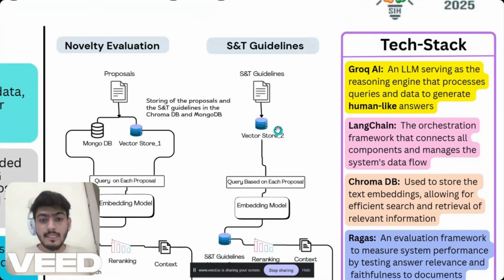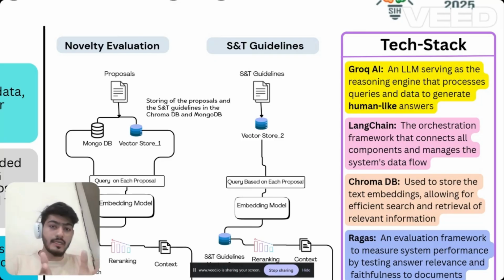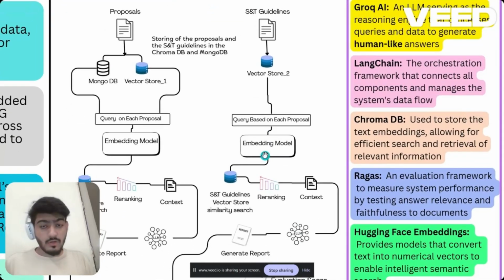Now we're going to move into our S&T guidelines. The S&T guidelines are basically a rulebook on which proposals are scored, evaluated, and verified. It contains a number of pages and complex rules. What we did is perform indexing on all these pages of guidelines, divide the whole guidelines into different chunks using a different LangChain, and store them into a different vector database. So when we are analyzing the original proposal that the user gave as input, we retrieve the most relevant chunks from this vector database. These chunks are basically the guidelines.